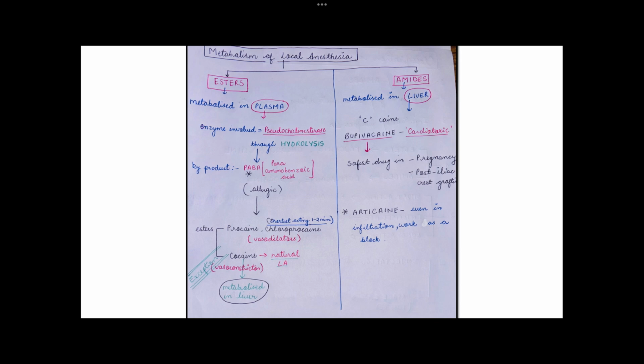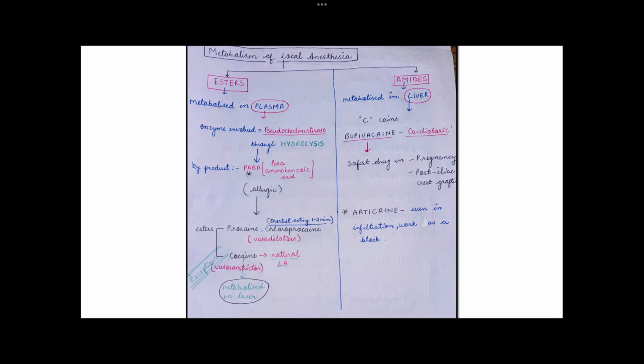Since the patient is already suffering from a liver disease, we are not supposed to give the LA which is metabolized in liver. So in that case we'll be giving the LA of ester derivative. Okay, so we can give procaine, chloroprocaine, etc. And students, we cannot give cocaine also, although cocaine is an ester derivative, but it is an exception. It metabolizes in liver.